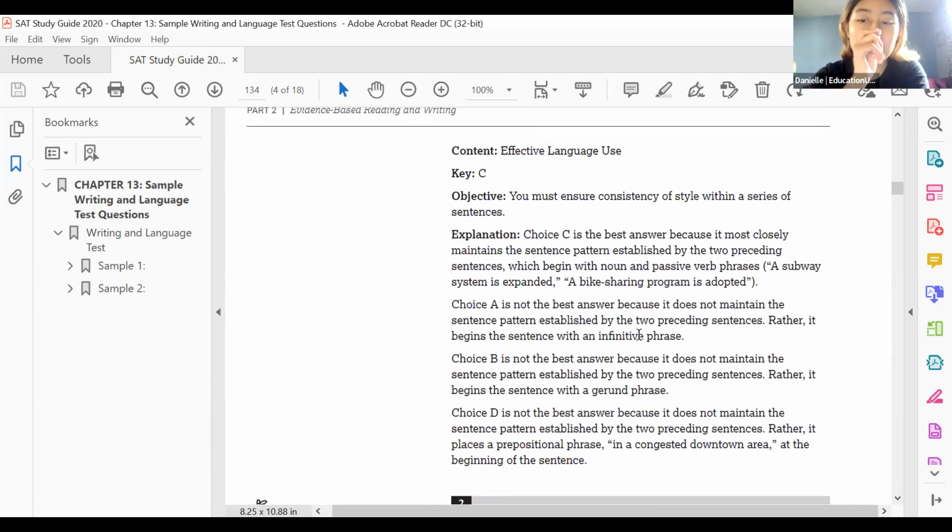C is the best answer because it most closely maintains the sentence pattern established in the two preceding sentences. It's the noun and the passive verb phrases. A subway system is expanded. A bike sharing program is adopted.